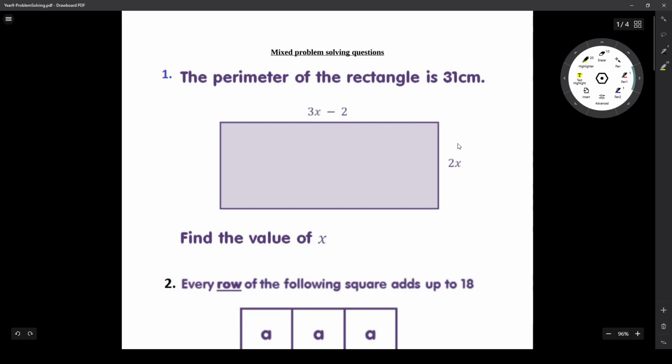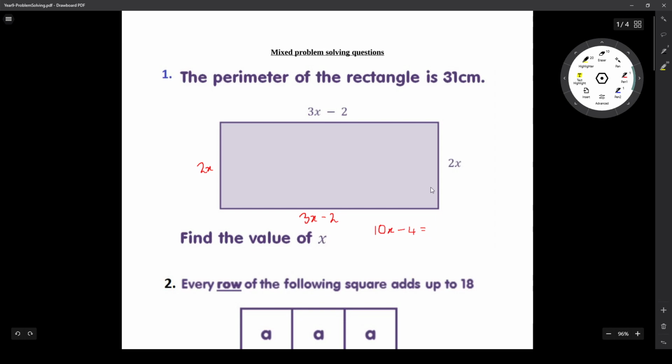Well, to get the perimeter of a rectangle, we need to add the sides together. Don't forget that this side here is 3x minus 2 as well, and this one is 2x. So when we add all 4 sides together, we're going to have 3x, 6x, 8x, 10x in total. But we're also going to have minus 2 and minus 2, giving us minus 4.